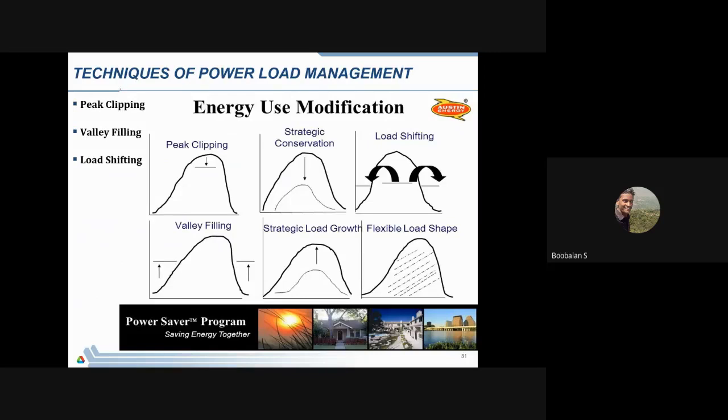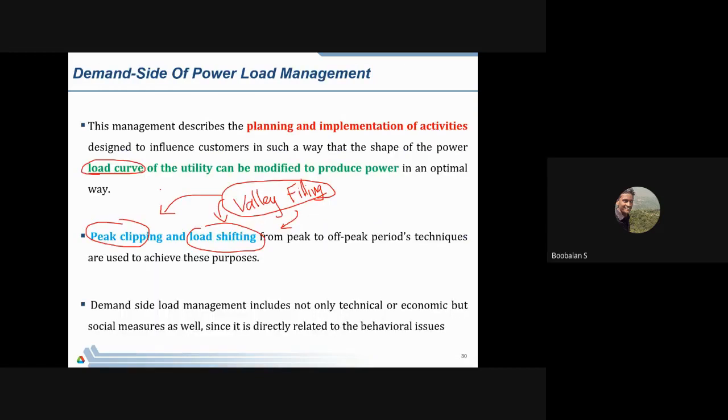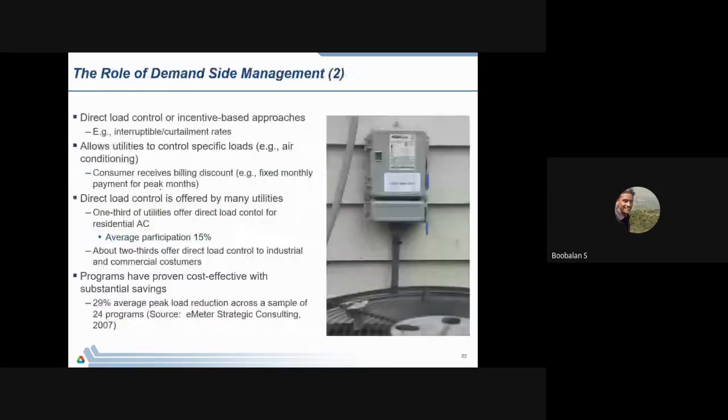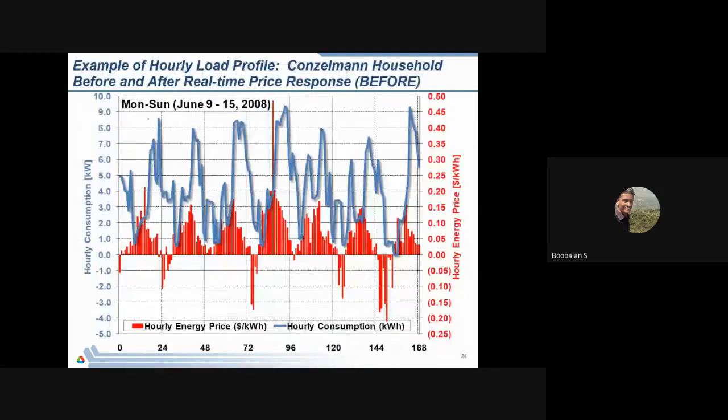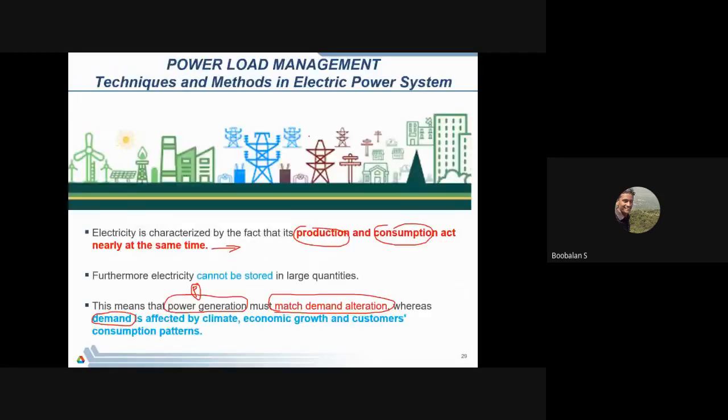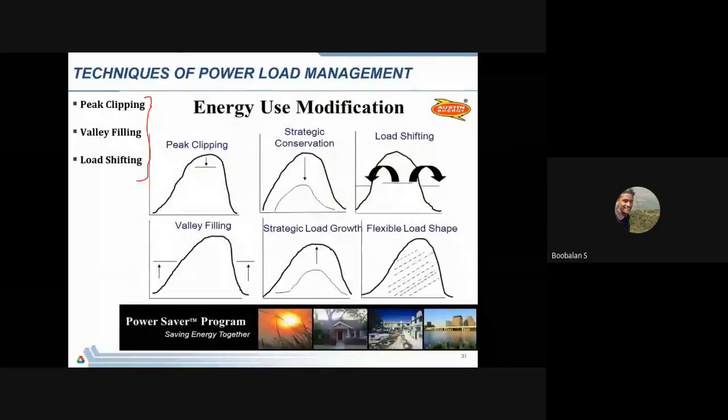These are the techniques used in a power plant for demand and load management. These three techniques are used to modify your load pattern, that is, the load curve. Here we'll have a peak. We're going to use three different types of technique to modify the load curve: one is peak clipping, one is valley filling, and one is load shifting.